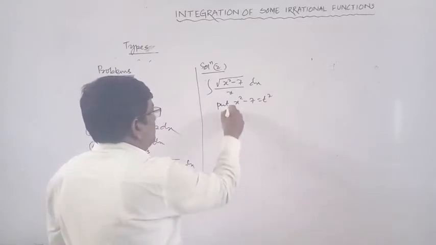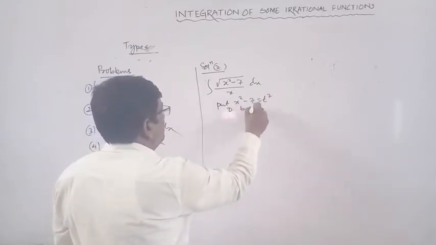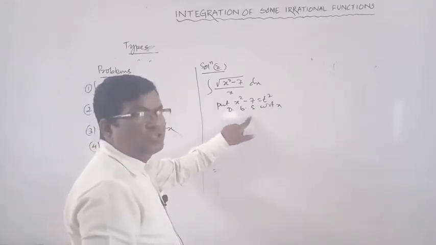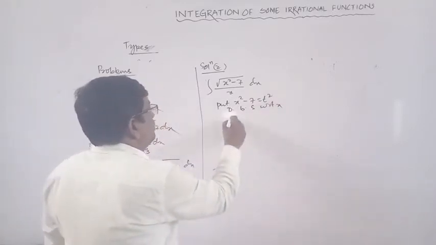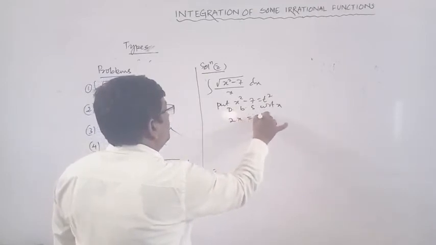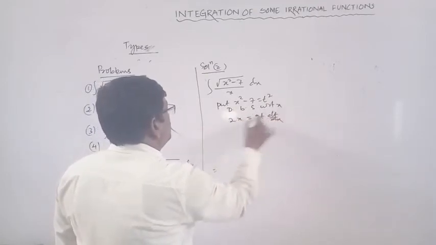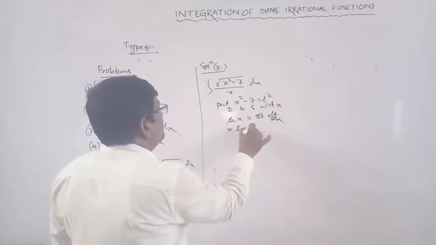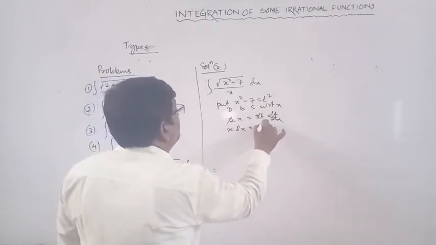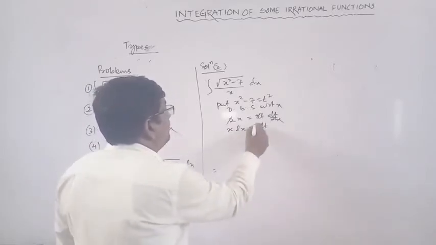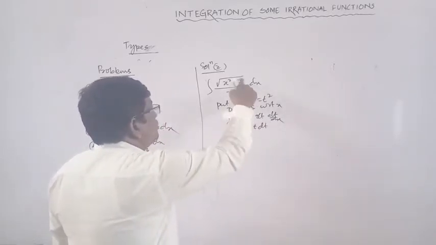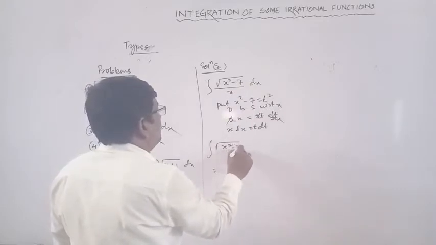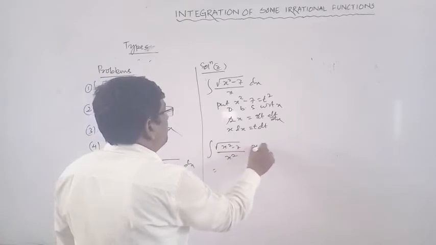That is, differentiate both sides with respect to x. So this is 2x and this is 2t dt by dx. The 2 cancels, and x dx is equal to t dt. So here x is absent, so this can be written as root over x square minus 7 divided by x square into x dx.